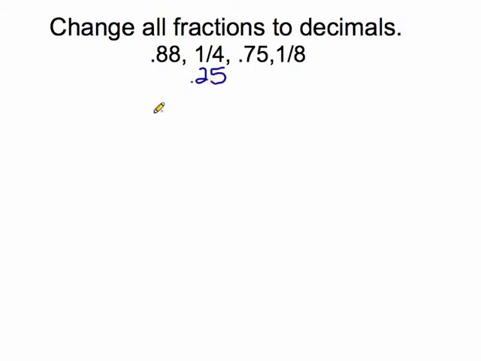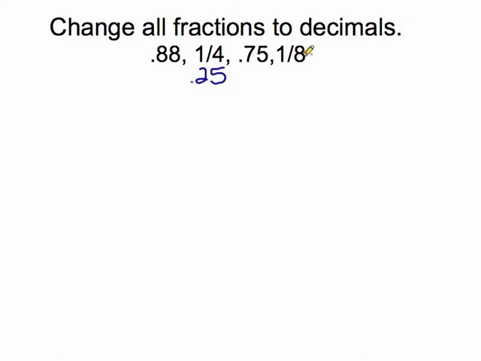So I'm going to actually put these in order, from least to greatest. That's what I'm going to do with these numbers. Okay, so I know that 25 hundredths is less than 75 hundredths and less than 88 hundredths. The only thing I don't know right here, because I don't have a benchmark, is 1/8.